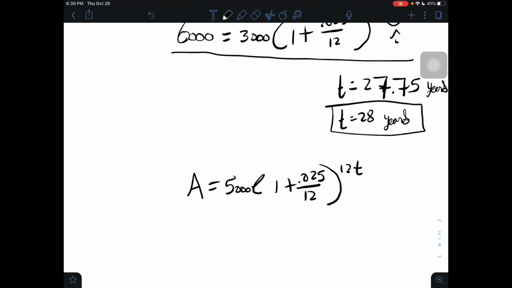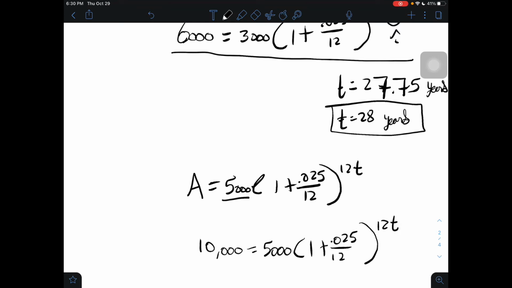Here we got t equals 28. And for this one, we're looking for our doubling time again. In order to do that, we're going to set this equation equal to 10,000, because 5,000 doubled is 10,000. So we have 10,000 equals 5,000 times (1 plus 0.025 over 12) to the power of 12t.